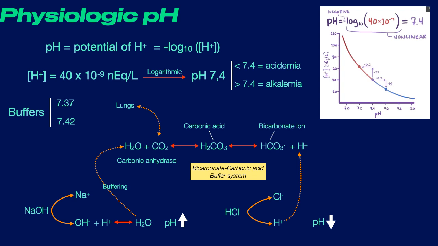The great thing is that there's a huge supply of carbonic acid because it's formed from carbon dioxide and water, which are in abundant supply in the body. Finally, if there's too much carbon dioxide, it is blown off by the lungs, and if there are too many bicarbonate ions, they get eliminated by the kidneys.